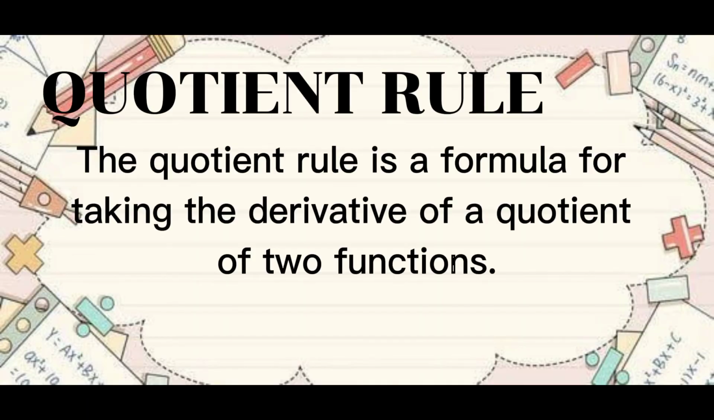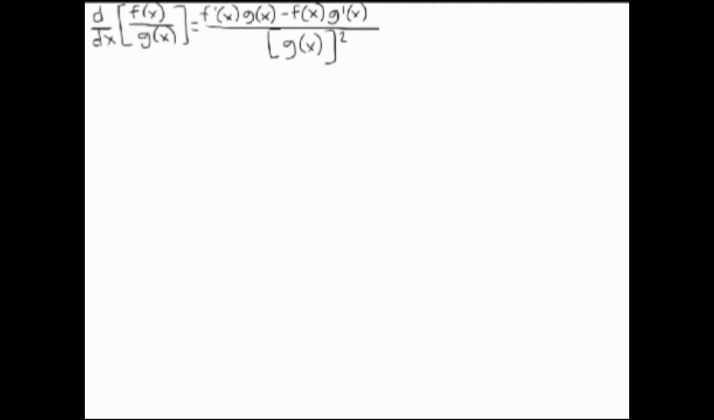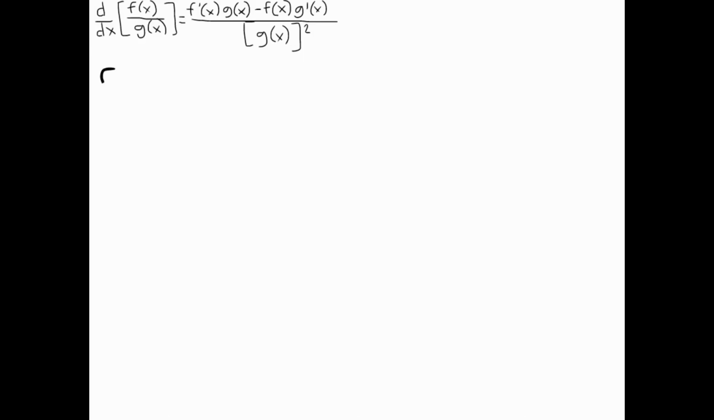Quotient rule. The quotient rule is a formula for taking the derivative of a quotient of two functions. Formula for quotient rule: the derivative of f of x over g of x is equal to f prime of x times g of x minus f of x times g prime of x, all over g of x squared. For example, we will find the derivative of x squared over x minus 5.